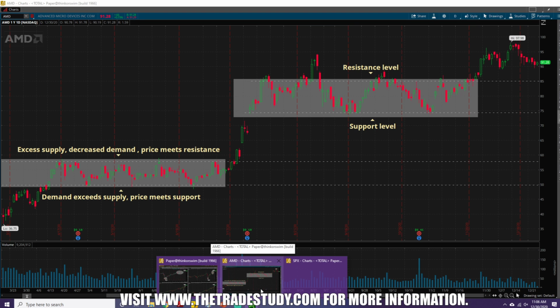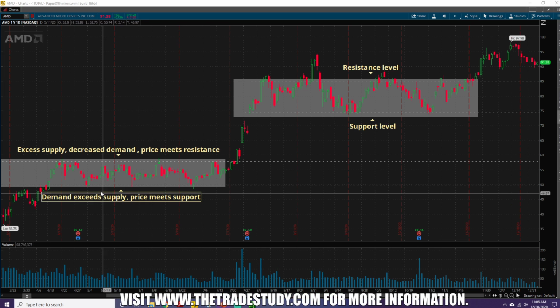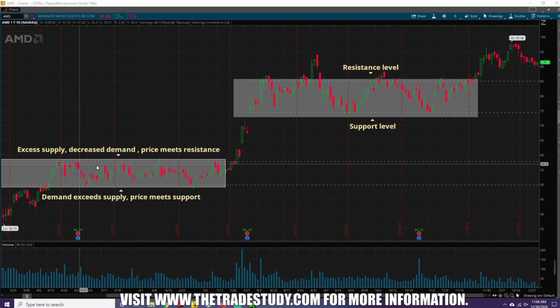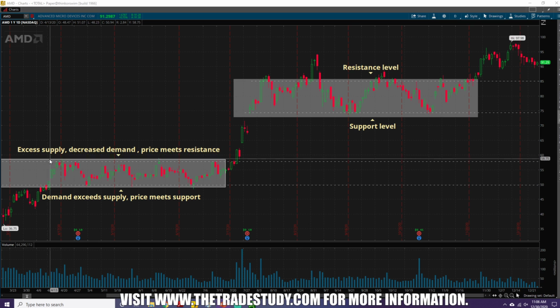So now we're going to go to the stock chart and try to see how we can put this all together. As we look at this, we have a chart of AMD here on the daily. These are daily candles, and as you can see, I have two highlighted areas here. We have a high supply area here with decreased demand. So what happens is that the price meets resistance here. That resistance level is pretty much the price level where a stock doesn't gain or go above in a period of time.